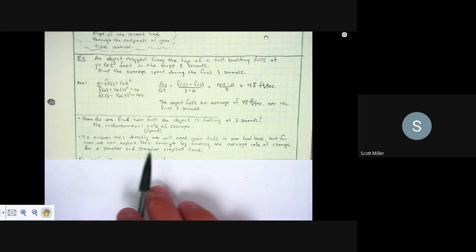We're just going to explore this concept by finding the average rate of change for a smaller and smaller elapsed time, and kind of see if we can get an answer closer and closer and closer to it. Okay, so let's go ahead and do that. We're going to use the information we had up here in our problem to help us find the instantaneous rate of change when t is 3.